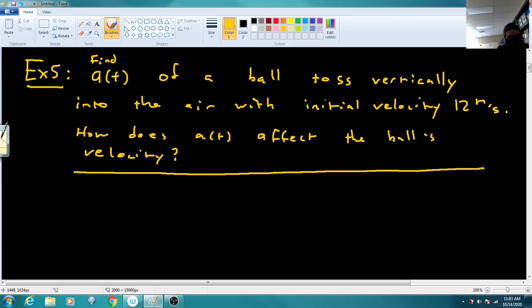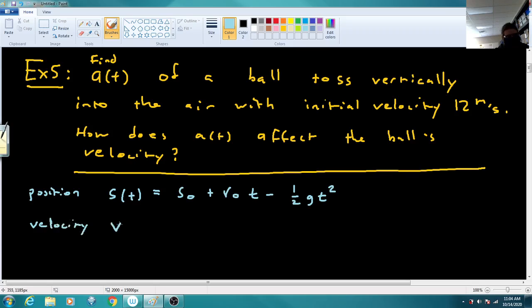Okay, so to solve this, we're going to go back and use a couple of the equations from section 3.4. These are those Galileo equations. We have one for position, which is s of t equals s naught plus v naught t minus 1/2 g t squared. There's one for velocity. Velocity is v of t, which would be v naught minus gt.